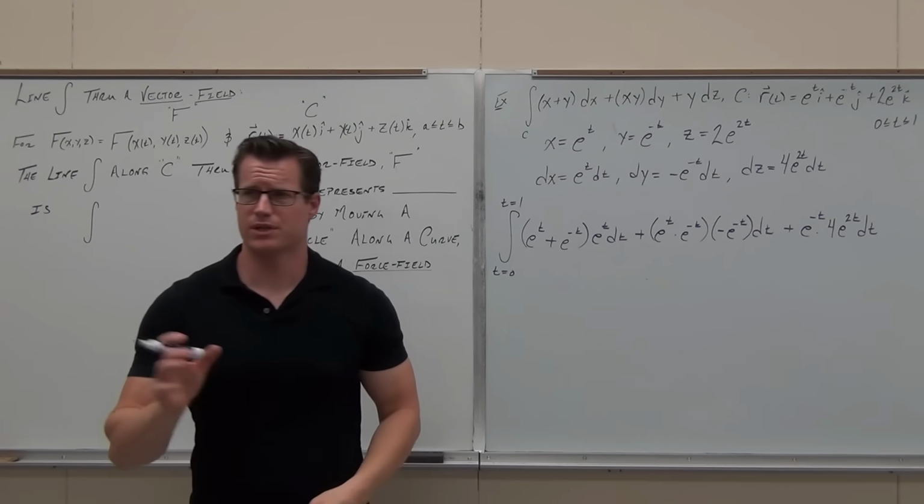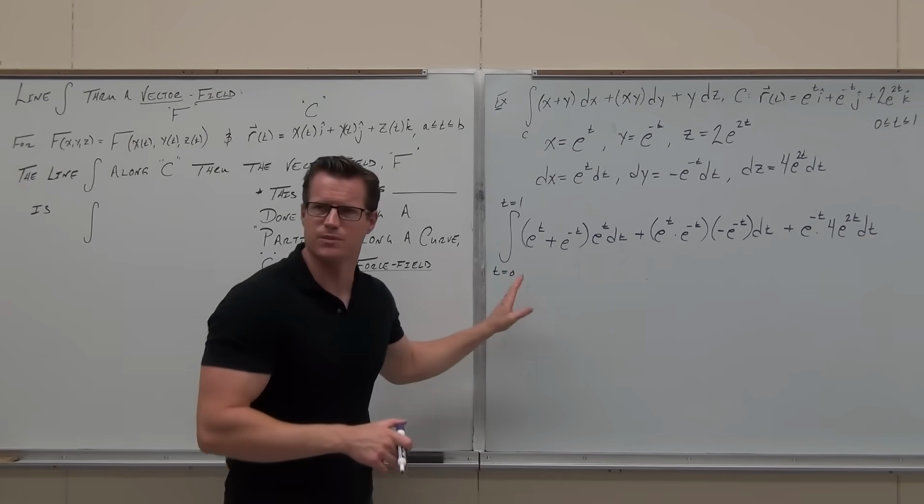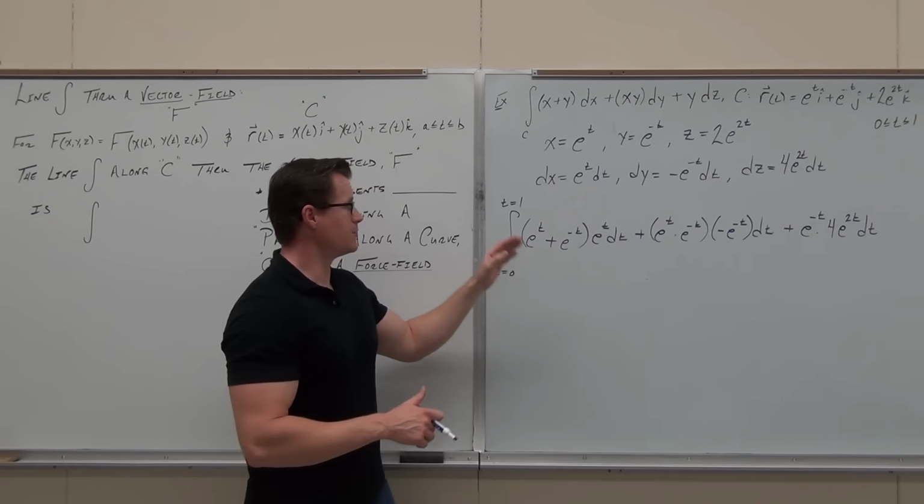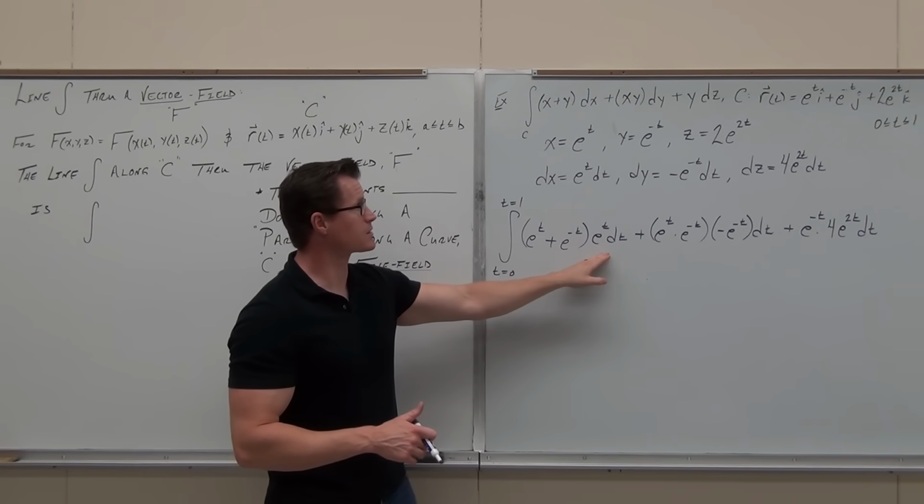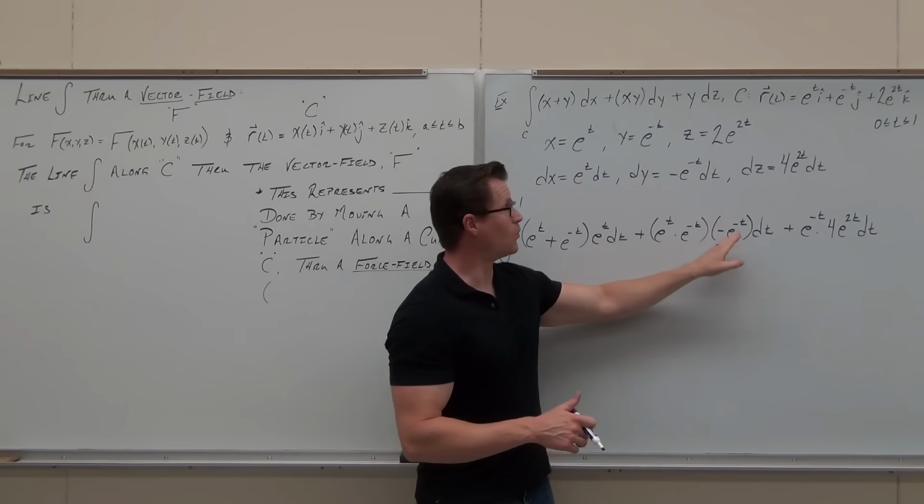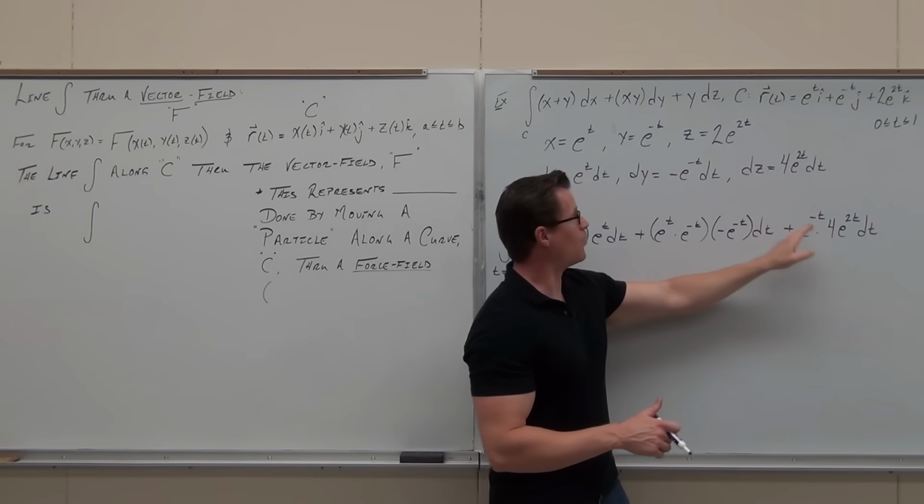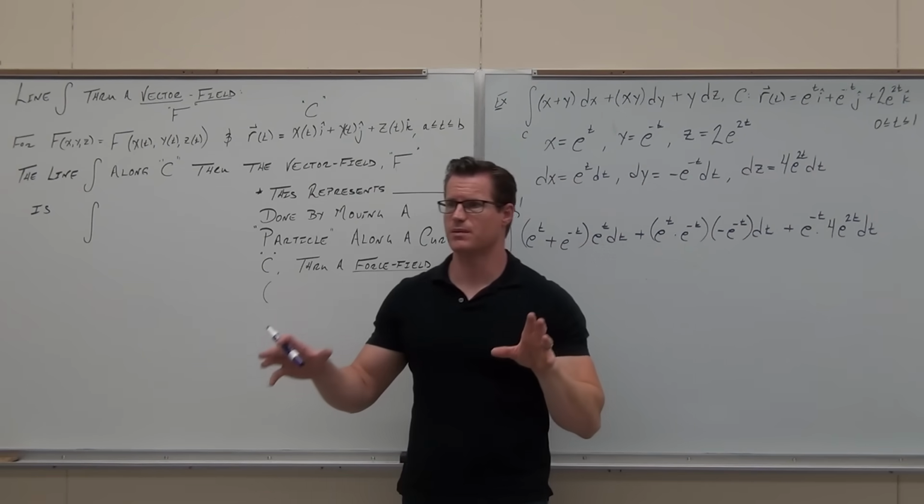The dz looks kind of crazy, but I want to see if you can follow it. Do you see where the 0 to 1 comes from? 0 to 1 are the bounds for our parameter there. We have x, y, dx. x, y, y, x, y, dy. And then we have y, dz. That's where all that's coming from.